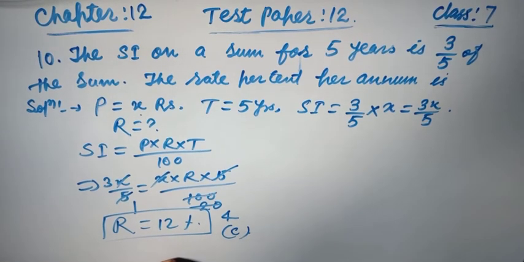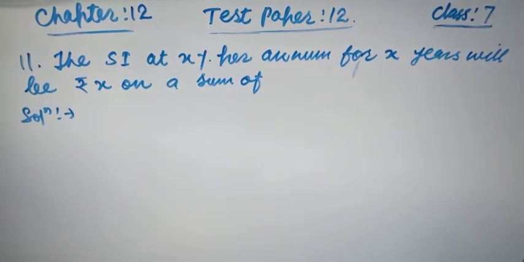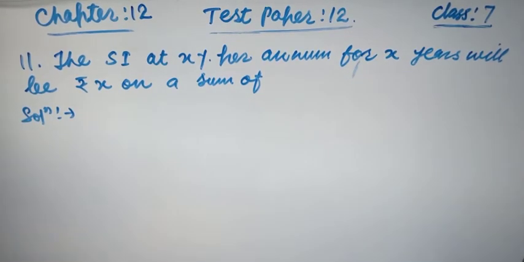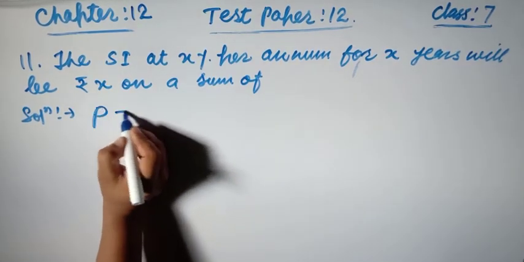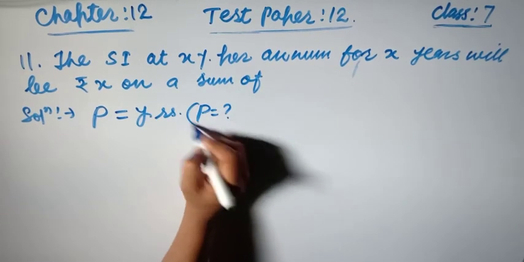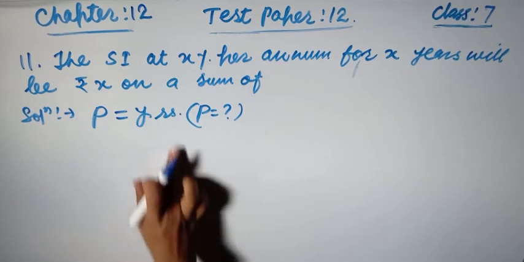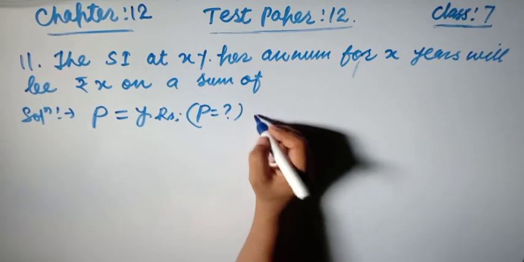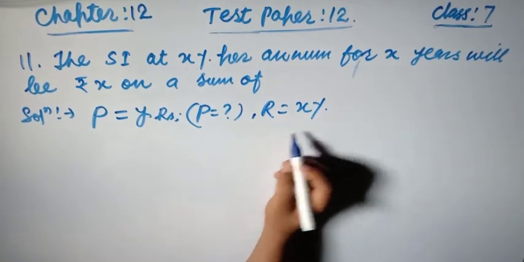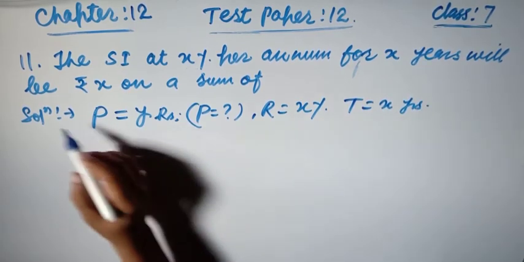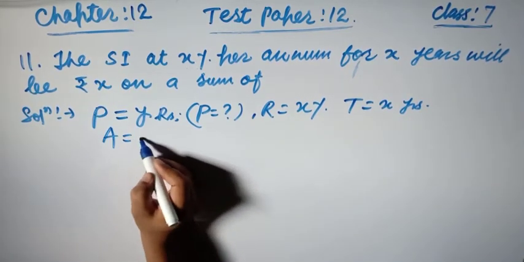Now move to the next. Now see friends, question number 11, the SI at X% per annum for X years will be rupees X on the sum. Means we have to find the sum friends. Now the sum is friends P is equal to, suppose friends, Y, that we have to find. Now the next thing is SI at X% per annum. R is given friends, X%. For X years, time is given friends, X years will be rupees X. So SI is given, remember, will be rupees X.